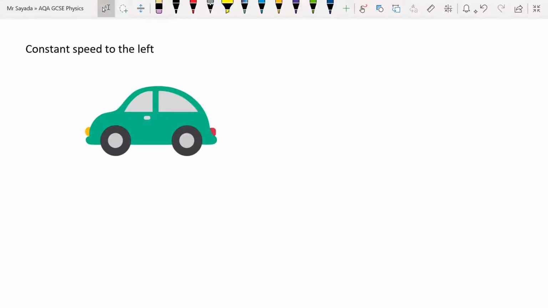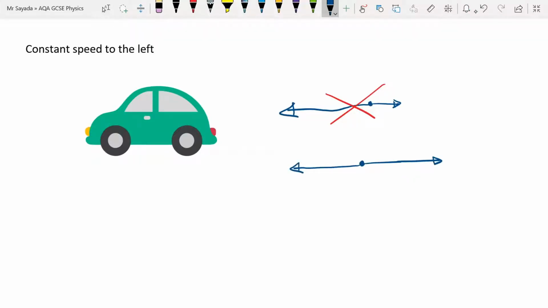Now, what most people do is they think if it's moving to the left, there must be a bigger force to the left and a smaller force to the right. But that is not true. So if you did that, thank you for doing that. That's a really common mistake. If something's moving at a constant speed to the left, the forces are actually equal again. So I'm going to do two equal size arrows. So this force might be 300 newtons, and this force might also be 300 newtons.